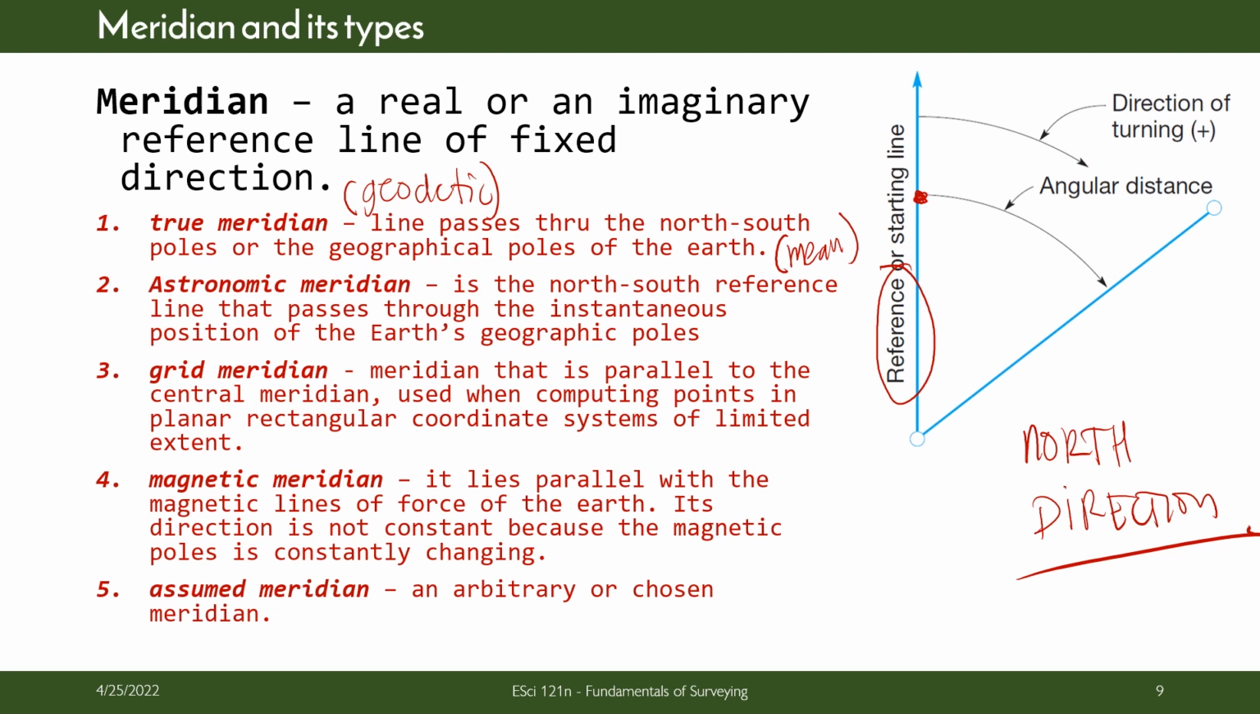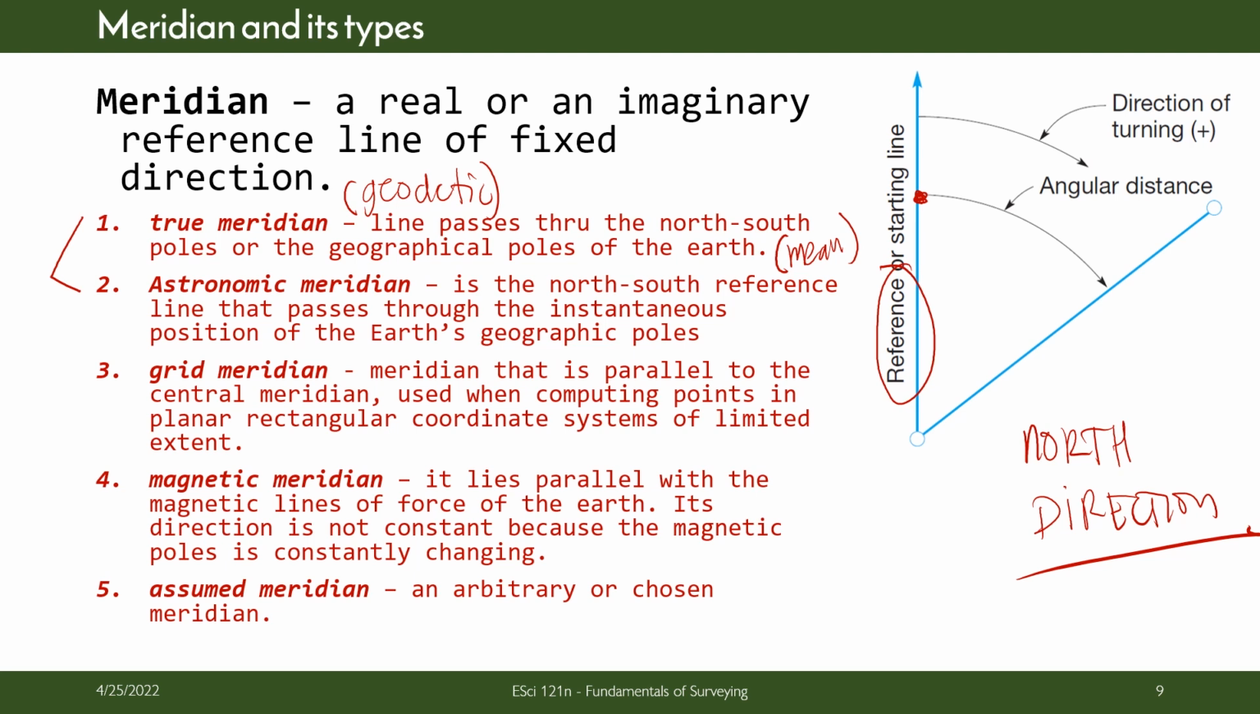Next, we have the astronomic meridian, which is the north-south reference line that passes through the instantaneous position of the Earth's geographic poles. So somehow, 1 and 2 are quite the same. If you determine the true meridian, you only require a small amount of correction to determine the astronomical meridian. Sometimes it is quite obvious that they are not the same, but most of the time they are almost equal.